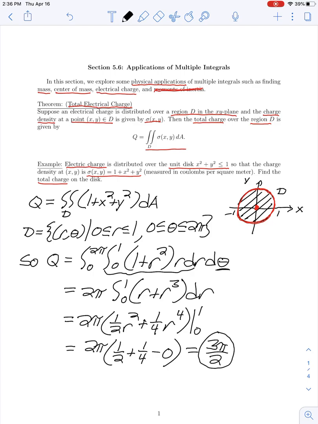Now here, we were measuring the charge density in coulombs per square meter. Since we were integrating over a plane region, our area unit was in terms of square meters, so the unit we're left with for this double integral is coulombs. Okay.